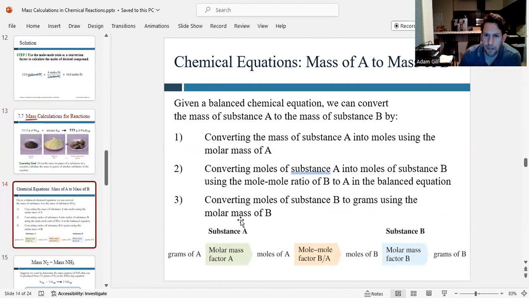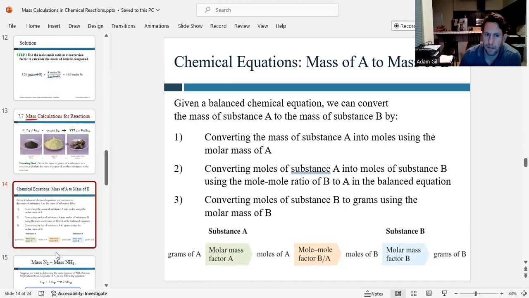So the steps are as follows. You have to convert the mass of the first thing into moles using molar mass. Then you have to use your mole to mole ratio. And then you have to convert back to grams using the molar mass of the second thing. So grams of A, molar mass gives you moles of A. And then we use the mole to mole ratio to get moles of B. Then we use the molar mass of B to get grams of B.